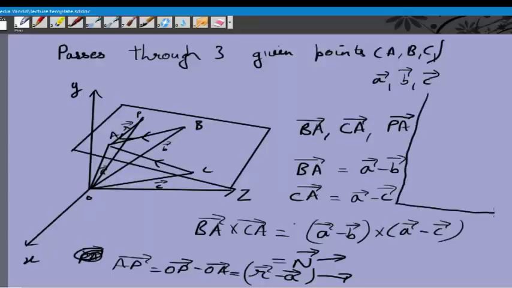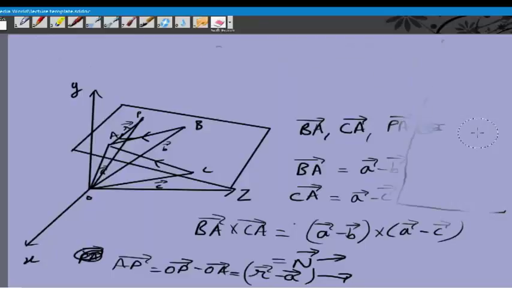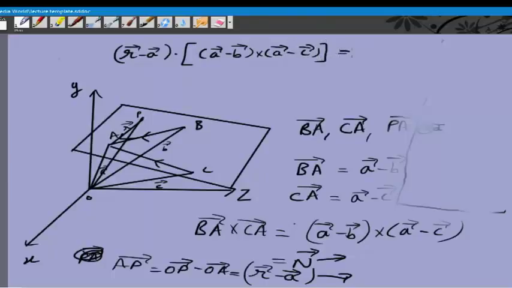So the final equation I get is R minus A. I'll just rub a little bit and write it at the top. R minus A dot the cross product of two vectors A minus B cross A minus C is equal to 0. Now this is an equation which is satisfied by every point P which belongs in the plane. Therefore this is the final equation. And this equation actually has a much simpler form if we write it in terms of Cartesian coordinates.